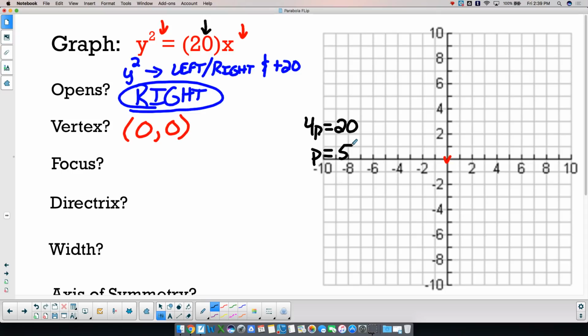So the distance from my vertex, which is at the origin, to my focus is 5, and that goes with, because remember the focus is inside the parabola, so that goes with the direction of opening. So I count 1, 2, 3, 4, 5, and right there is my focus. So that's going to be at the point 5, 0. Now I go 5 in the opposite direction, and that's going to get me to my directrix.